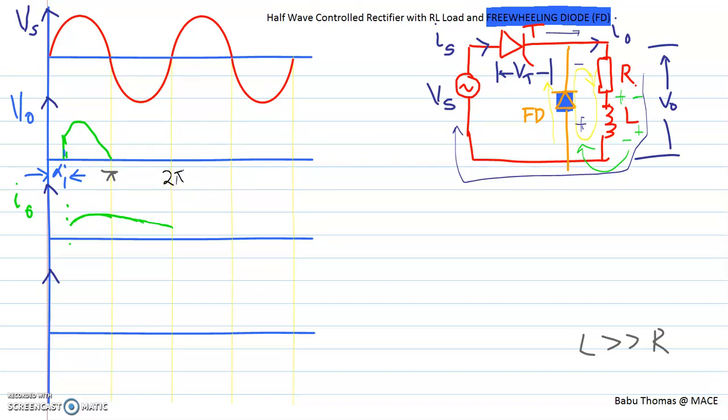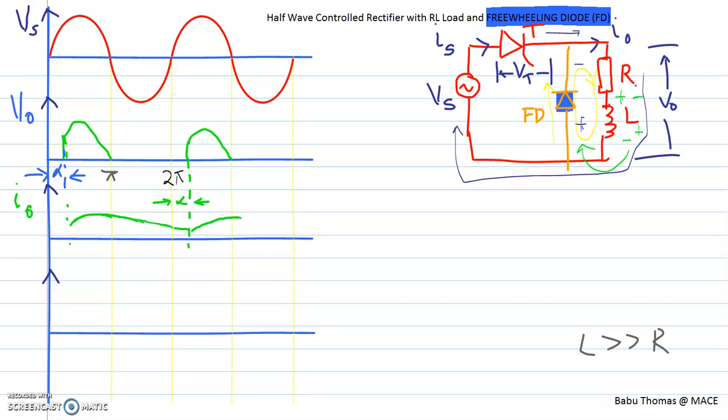So this is 2 pi. At 2 pi plus alpha, again I am going to trigger my SCR, and therefore it again starts conducting like this. So at that time, what will happen to our current? The current again will start increasing, because the conduction has moved from the freewheeling diode to the thyristor, because the thyristor is being fired at an angle of 2 pi plus alpha. So the current again starts increasing.